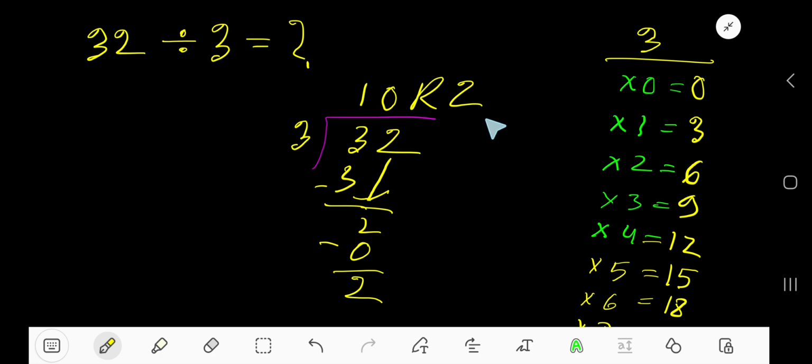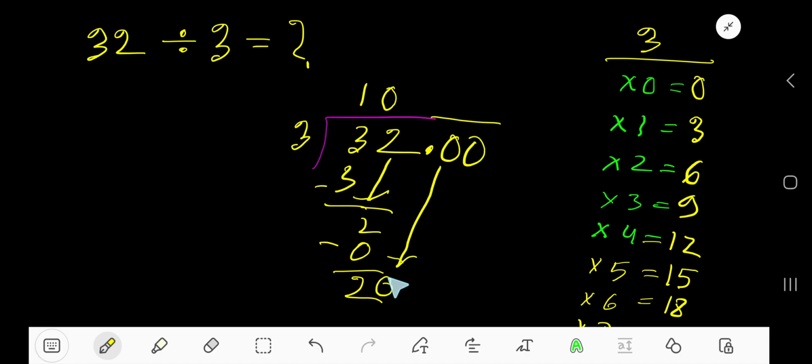But if you want to write your answer in decimal form, then what will happen? Just take a decimal point, and you are allowed to take any number of zeros. Bring down the first 0. So before this 0 there is a decimal. The decimal must come to the quotient directly. 3 goes into 20 how many times?